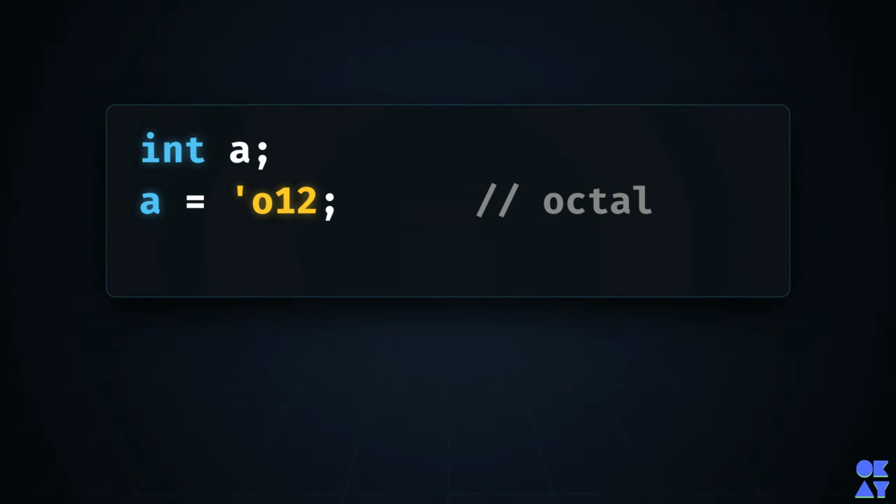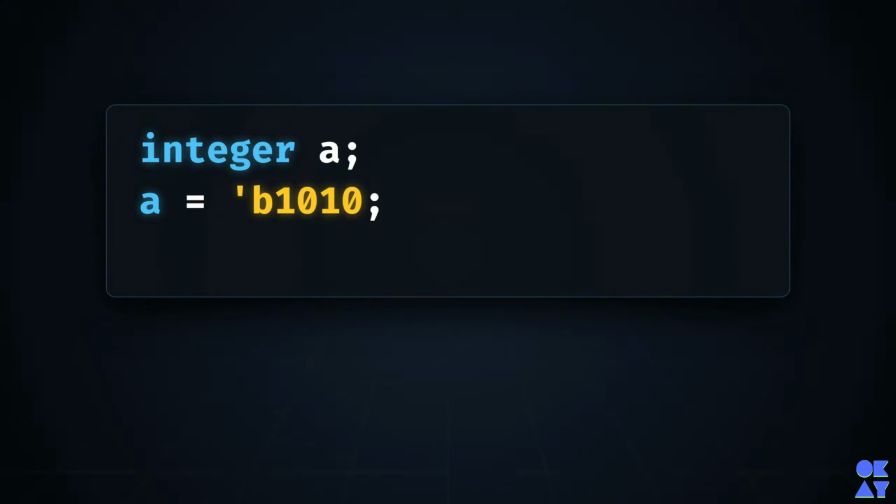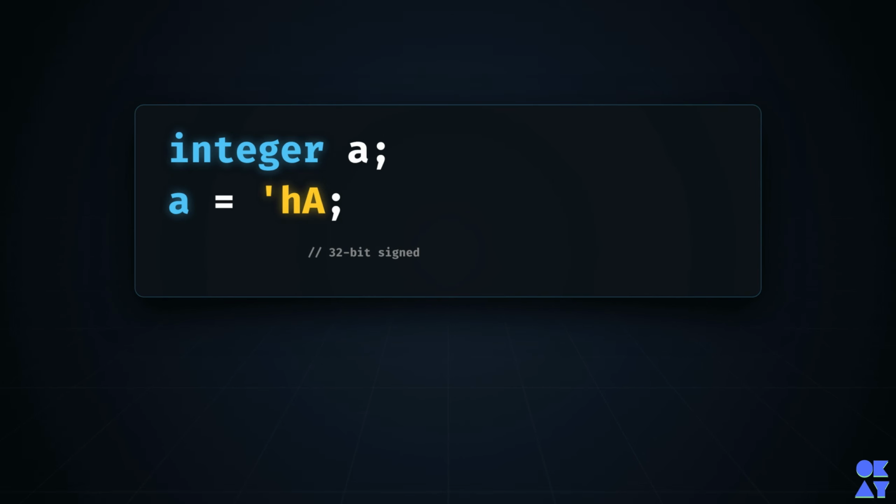Similarly, we can also use integer. Example, integer A equals 10, A equals 'b1010, A equals 'hA. Integer is also a 32-bit signed data type.